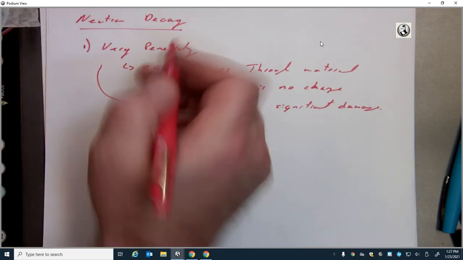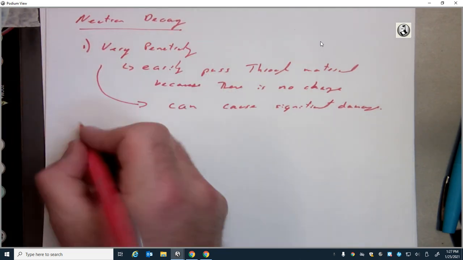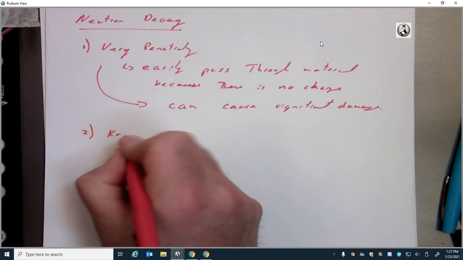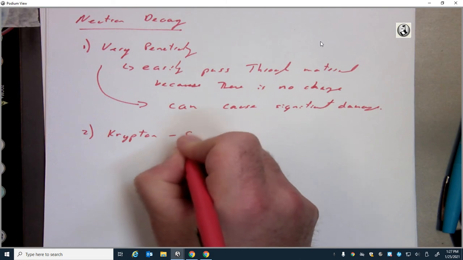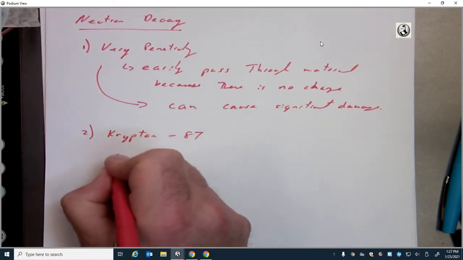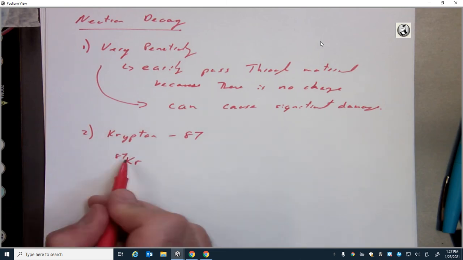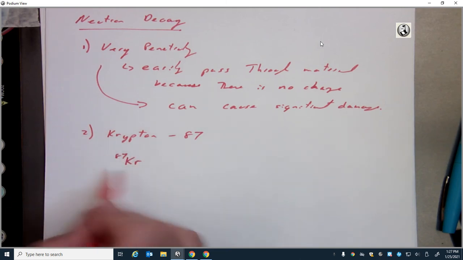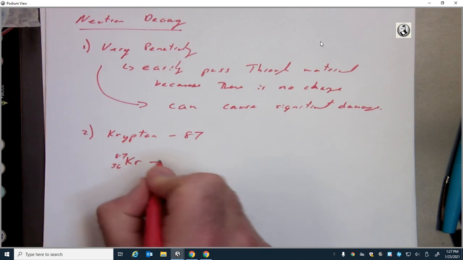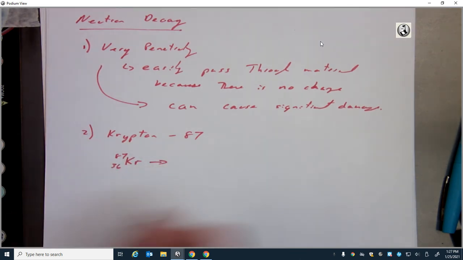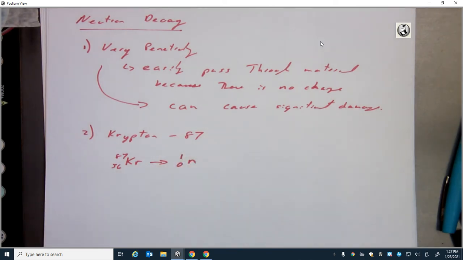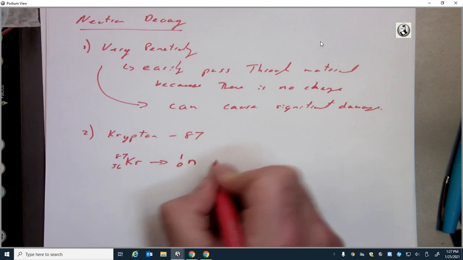Not many substances go through neutron decay. One of them that does is krypton-87. Okay, so krypton-87, this is our radioactive substance. It's our parent material. It will go through neutron decay. So as soon as I know that it goes through neutron decay, we write the symbol for a neutron. So that's our radiation. That's what it's going to produce.